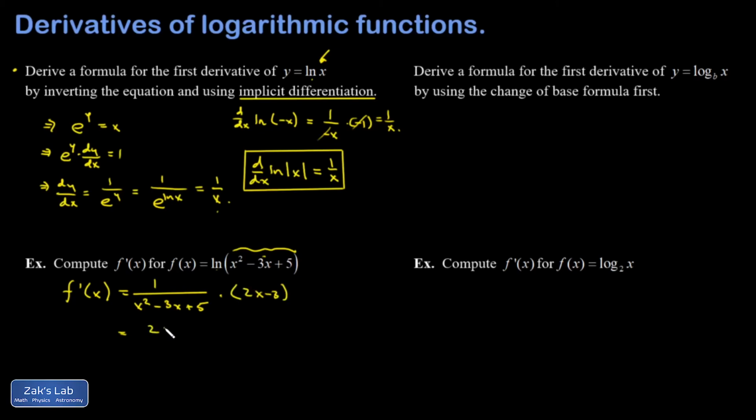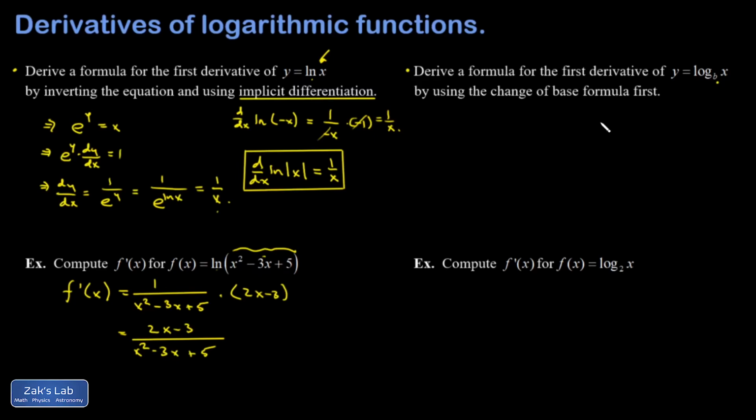Cleaning things up a little bit, I get 2x minus 3 over x squared minus 3x plus 5, and that problem is done. The second derivation in this video is to generalize to a log with a different base.